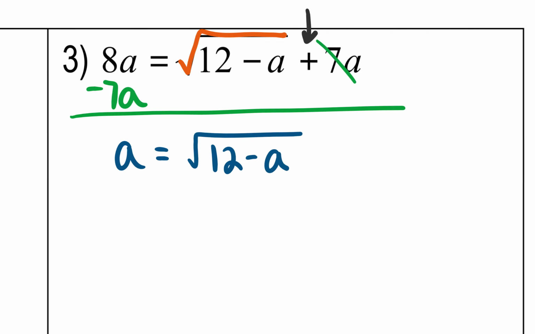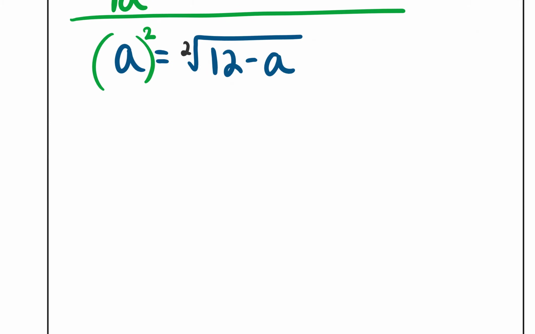And then we have square root. Okay, so just like before, whatever your index is, so my index here, of course, because I don't have one, is 2. So whatever my index is for my radical, I would do that power on the other side. Okay? So if it was cube root, I would do 3. Fourth root, I would do 4. Same thing as the fraction. Okay, so I'm going to do a squared is just a squared. Then 12 minus a.